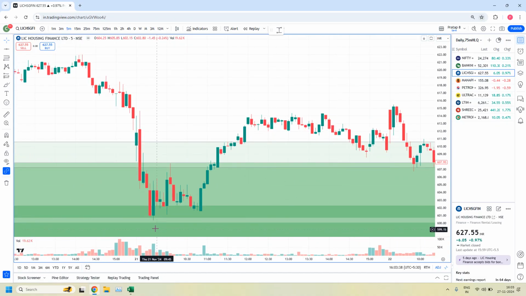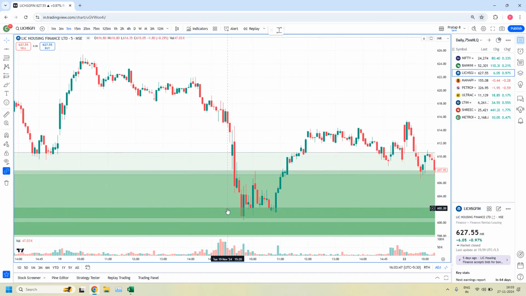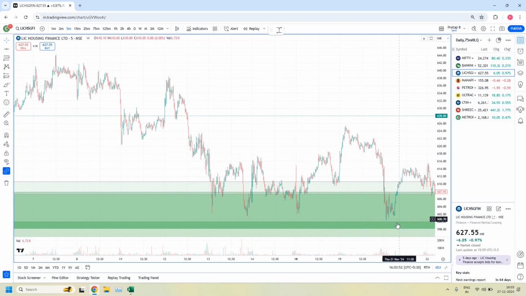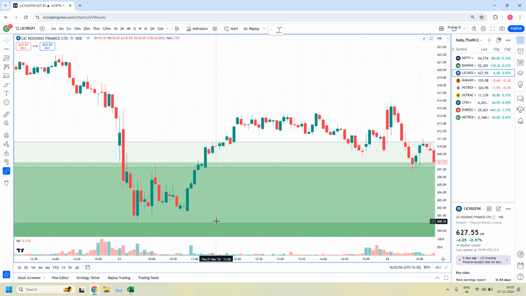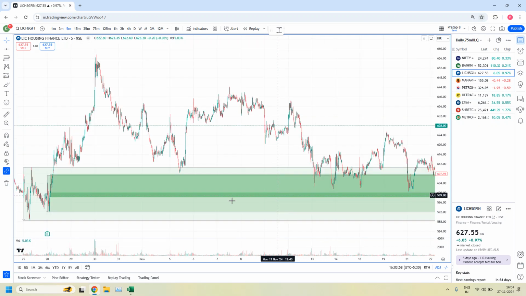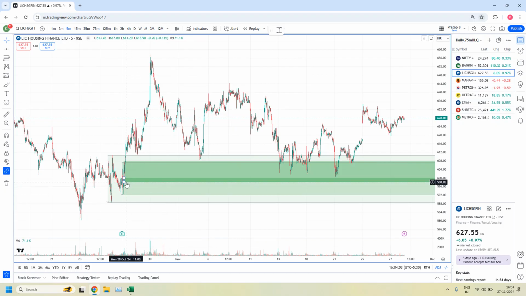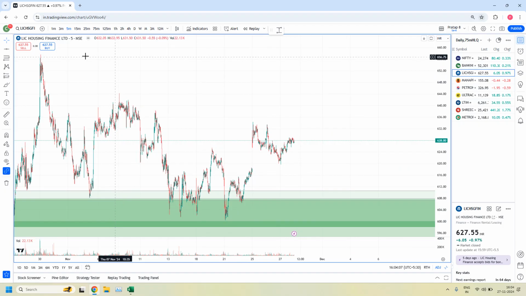And below there is one more fine tune. It is not tested, but prices came near to that and again moved up. So now the first one is no more valid. I am deleting this. Next time you can plan your trades from here. LIC Housing we already discussed previously, but this is the only one I'm adding now. There is one more below. Okay, fine.